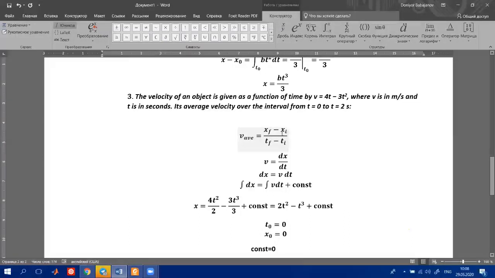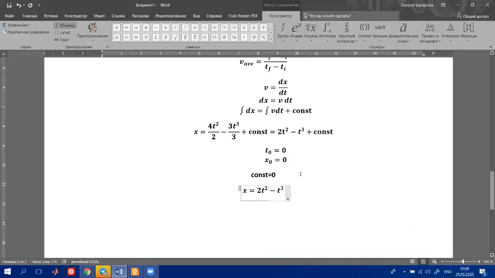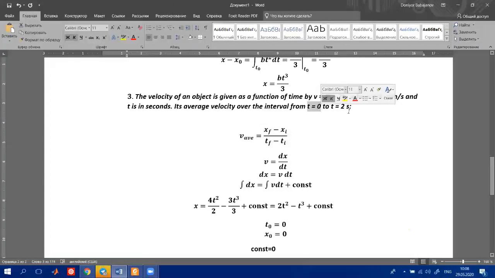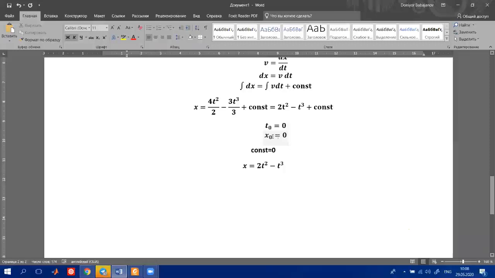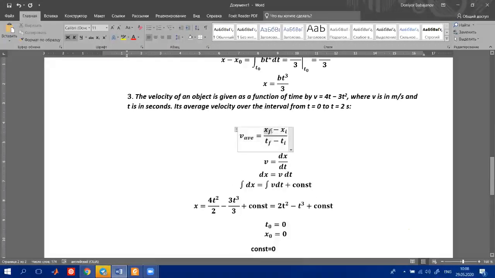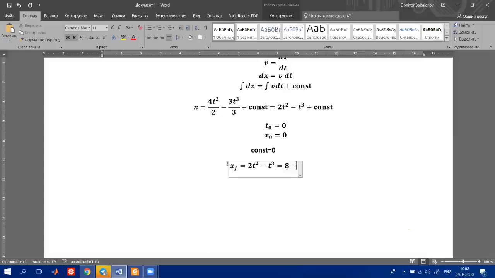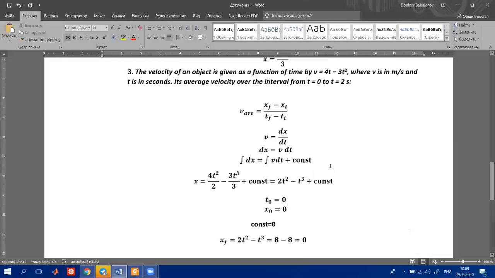Now we are going to find the average velocity. We need the final coordinate and the initial coordinate. Let's find them by knowing the initial time and final time. The initial coordinate is already found, equal to zero. And for the final coordinate, we should put t equal to 2 seconds. This is the final coordinate. 2 squared is 4, 8 minus 8. Again, 0.